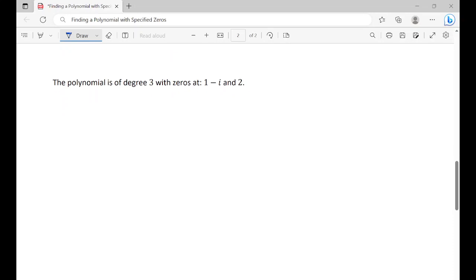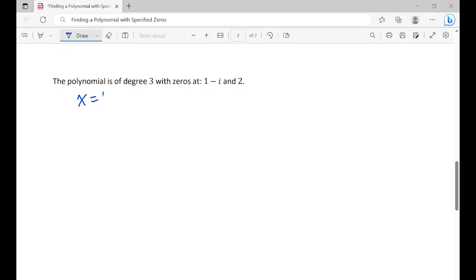Let's do another one. The polynomial is of degree 3 with zeros at 1 minus i and 2. Well, that's only 2 zeros, and it gives me no information about a, so I don't have to worry about it. I can just focus on this. When you have something like this, dealing with complex numbers, and it says degree 3 and I only have 2 zeros, you need to be aware that complex zeros always have a pair.